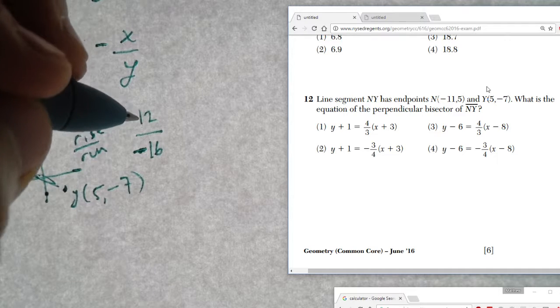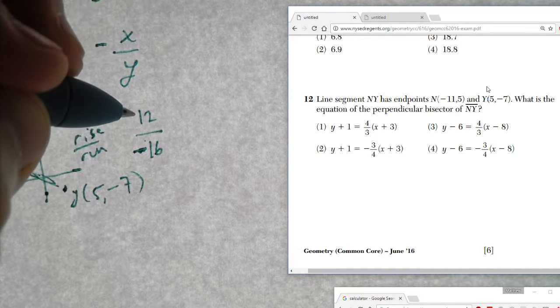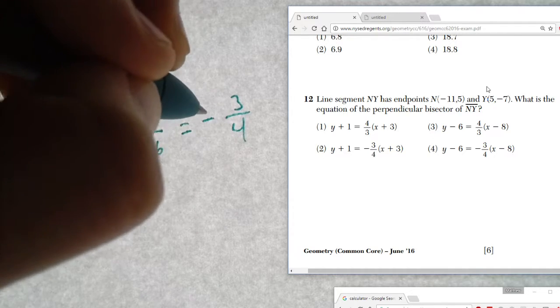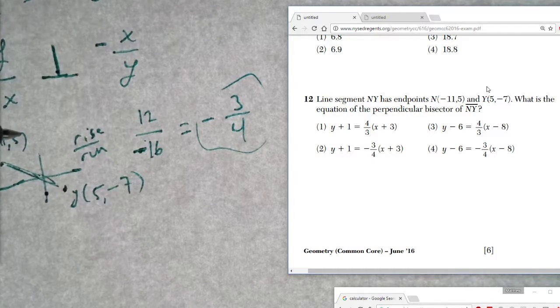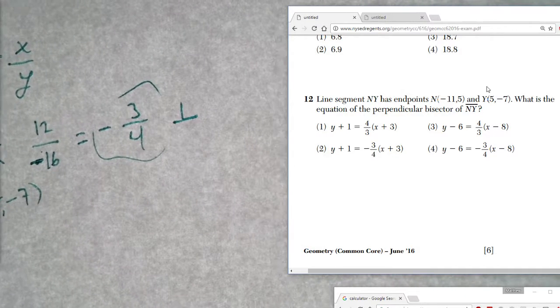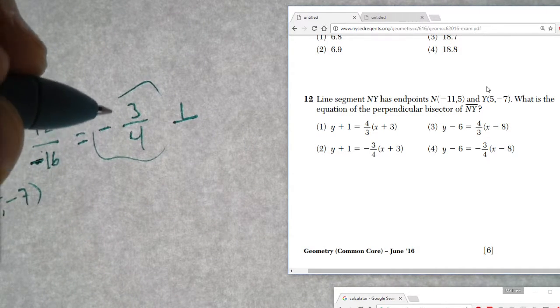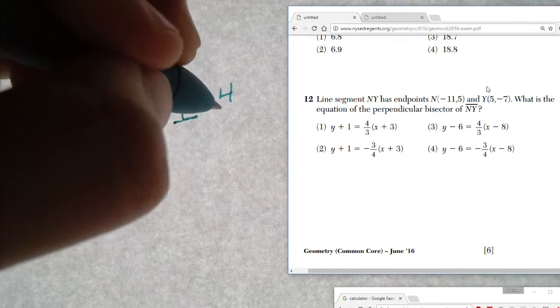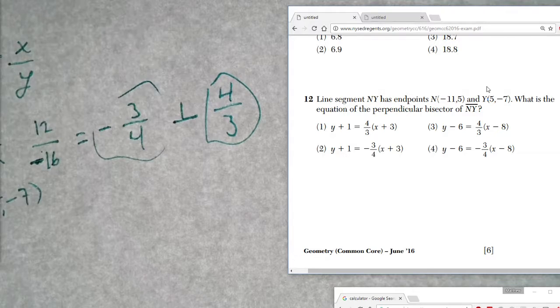Well, this simplifies if I divide the top and bottom by 4. This will simplify to -3/4. So here's my slope. The perpendicular to that will be the negative reciprocal. So if this is negative, a negative will be positive. Reciprocal, I'm going to flip the top and the bottom, 4/3.